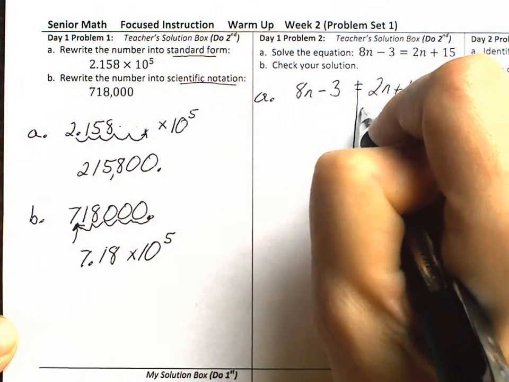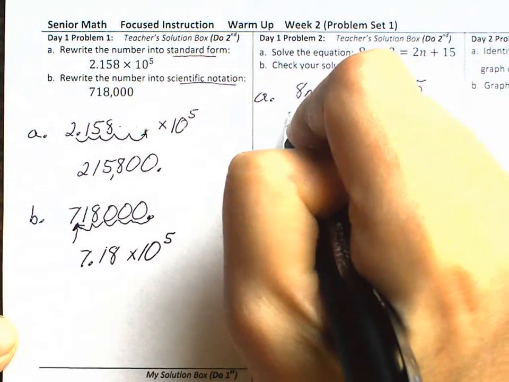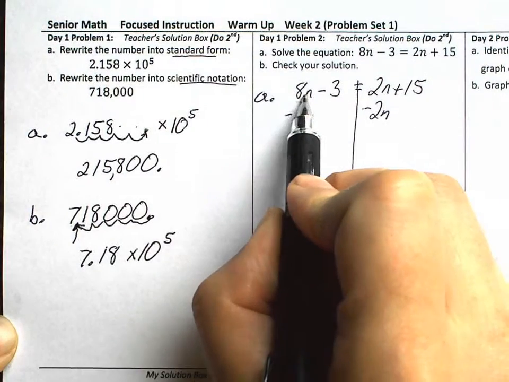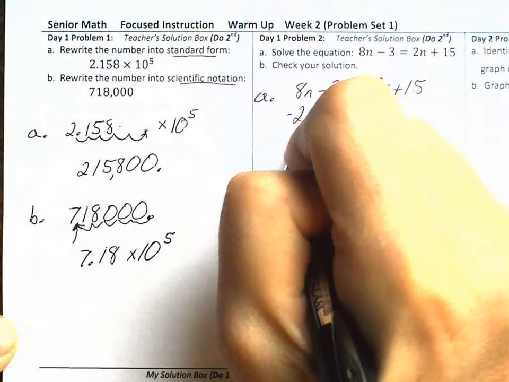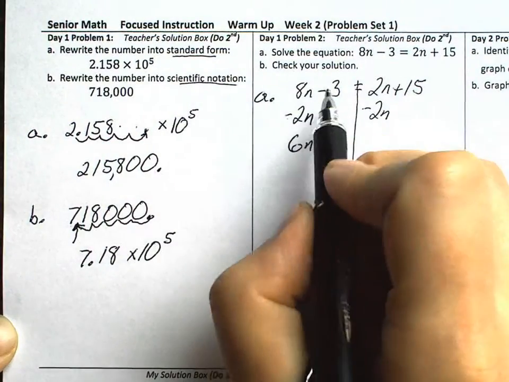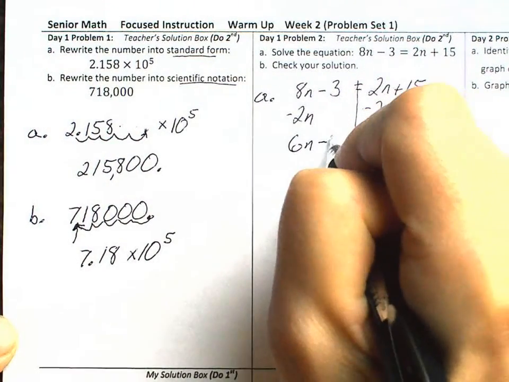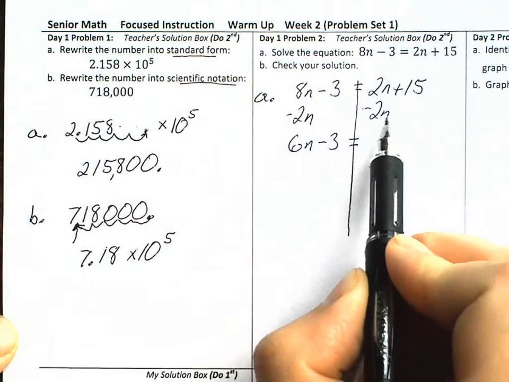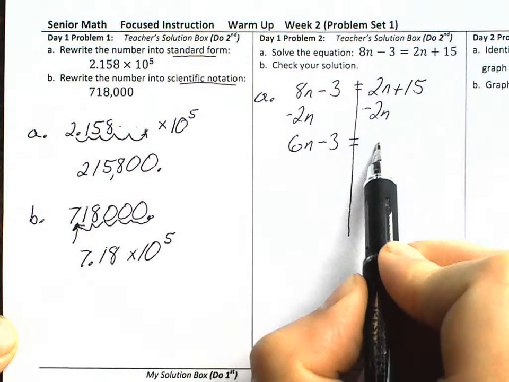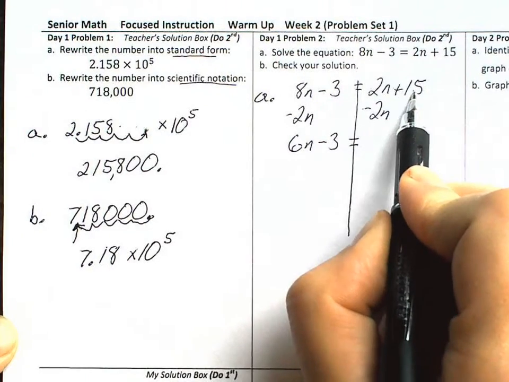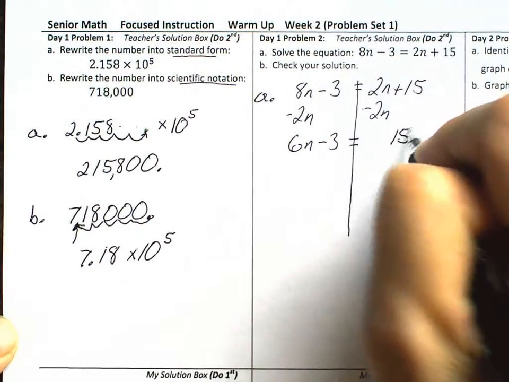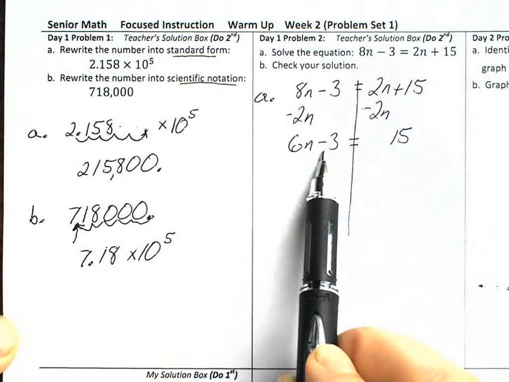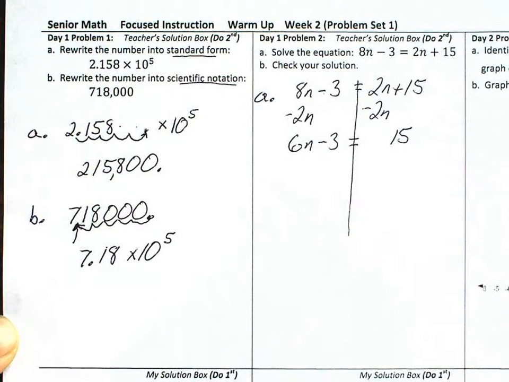So under 2n, subtract 2n. And to maintain balance, subtract 2n there. 8n subtract 2n is 6n. The minus 3 can be brought down, equals 2n subtract 2n is 0n, or just 0. And then the positive 15 can be brought straight down. So we've transformed this original equation into this new equation, which is simpler looking.